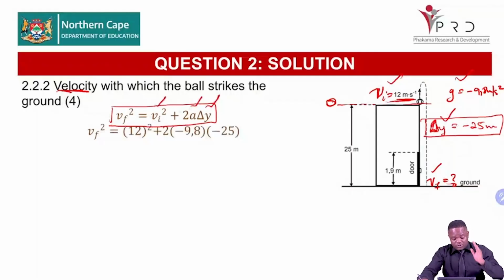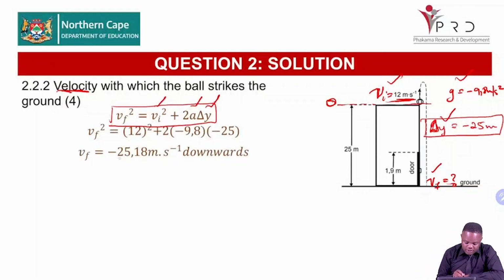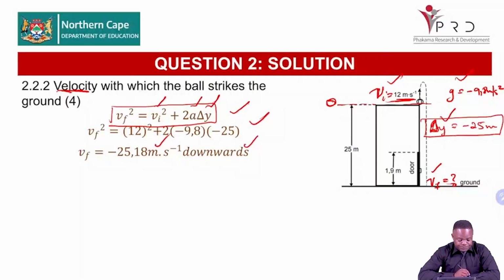Okay, so you see now you're substituting. Initial is 12, negative 9,8 for your G, and then negative 25 for your delta Y. Okay, and then we get a value of negative 25,18 meters per second, which we know now is 25,18 meters per second downwards. Right, so that will be the final velocity of the object. So formula, substitution, and then the answer there and the direction. Okay, right, I hope you actually got that question correct.